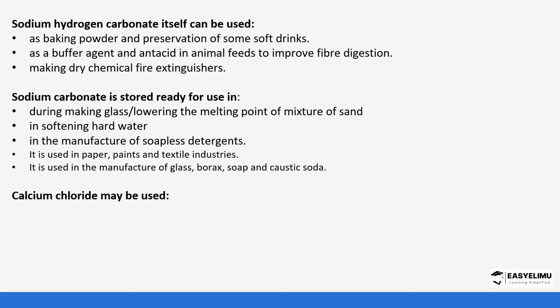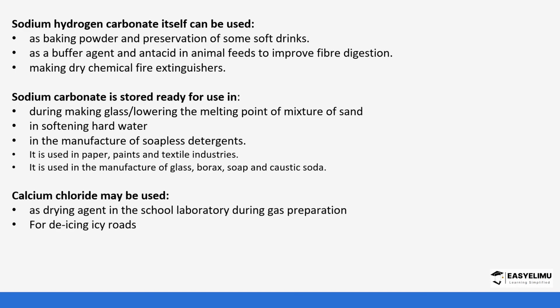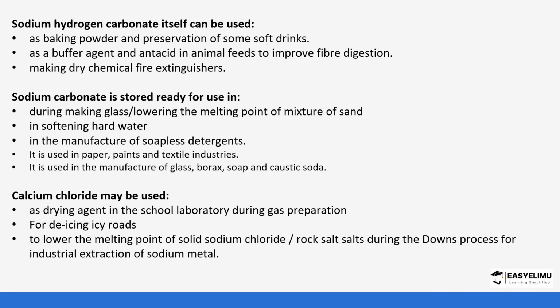Then the calcium chloride that is produced as a byproduct is used as a drying agent. We know that we have been using it as a drying agent because it's deliquescent. It is also used for de-icing icy roads. It helps lower the melting point of ice. And then it is also used in the extraction of sodium metal in the Downs cell. We're going to look at this Downs cell later on in Form 4.